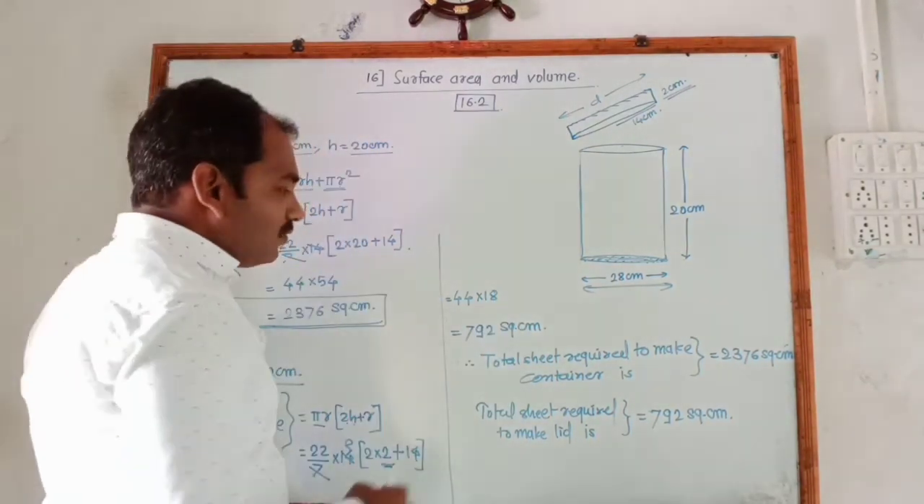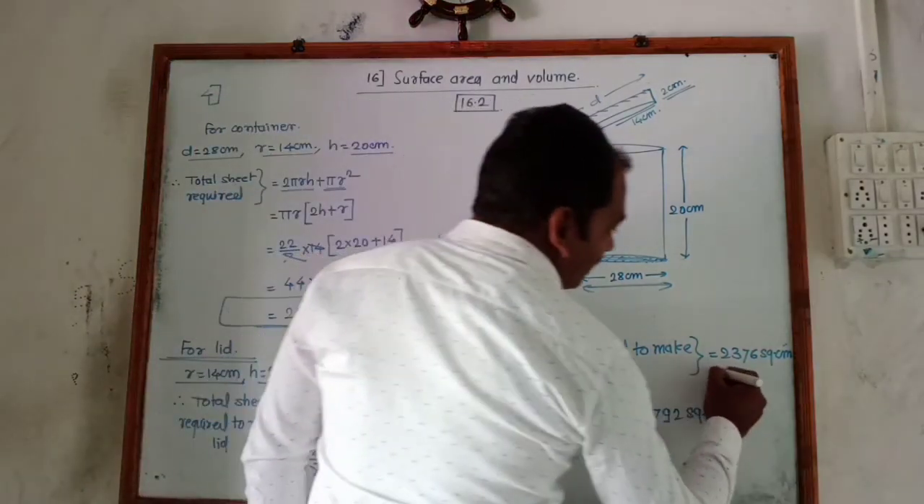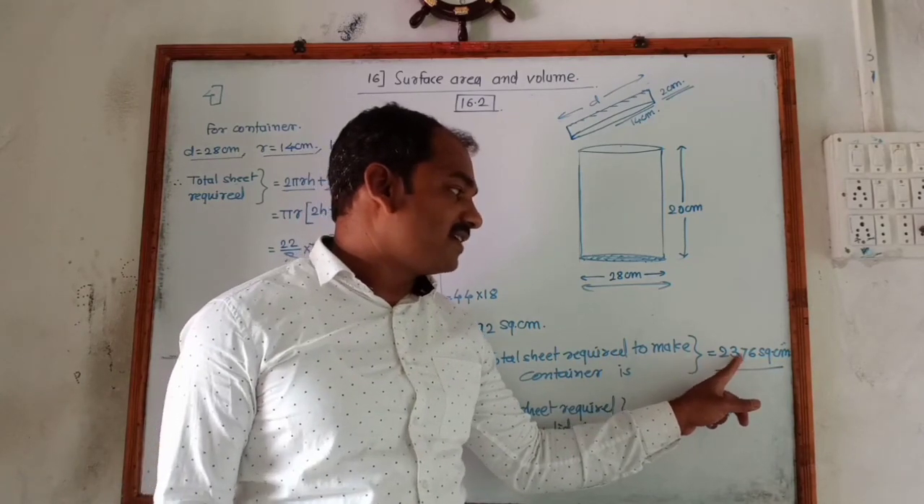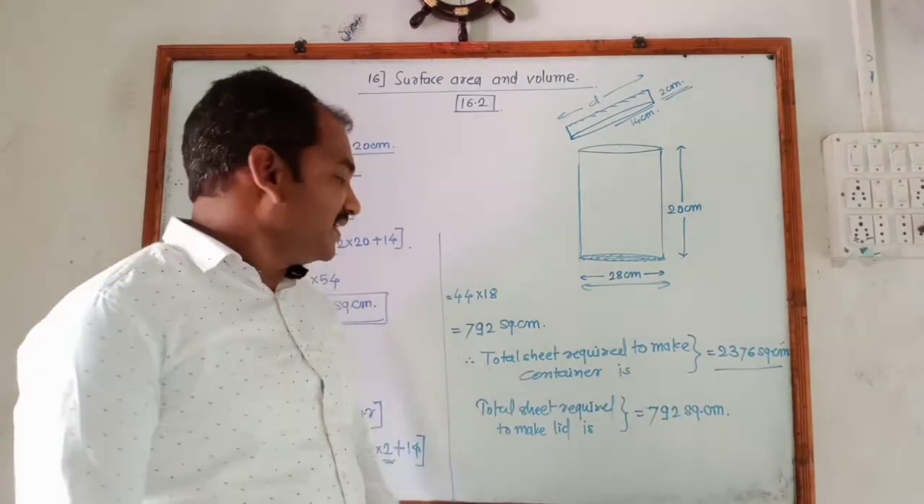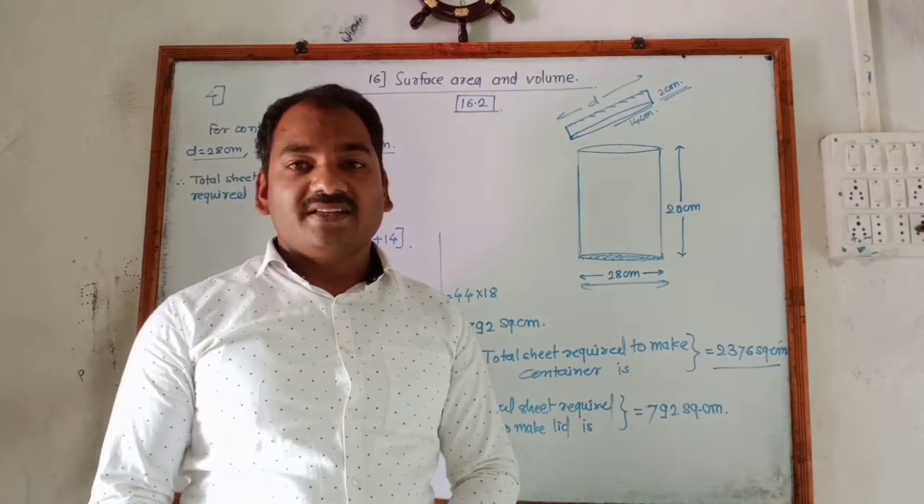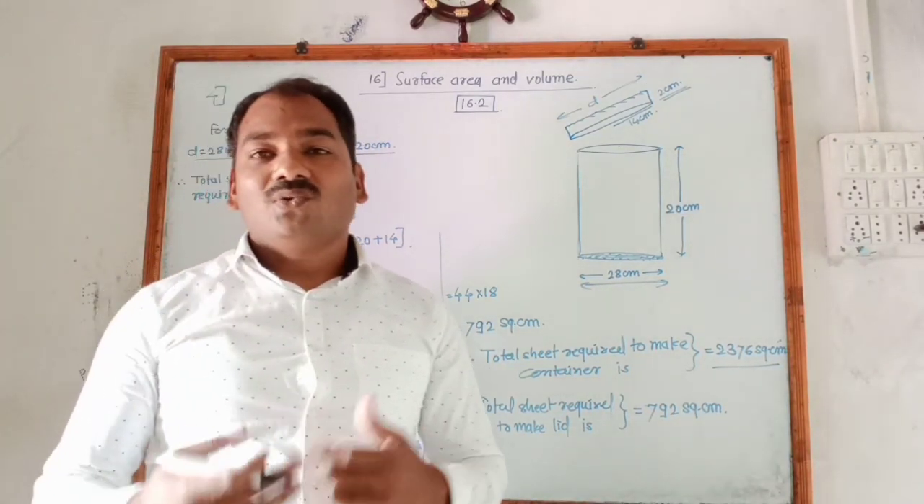Now finally, we write the answer here. This much amount of sheet, that is 2376 square centimeter, is required to make the container and 792 square centimeter sheet is required to make the lid.